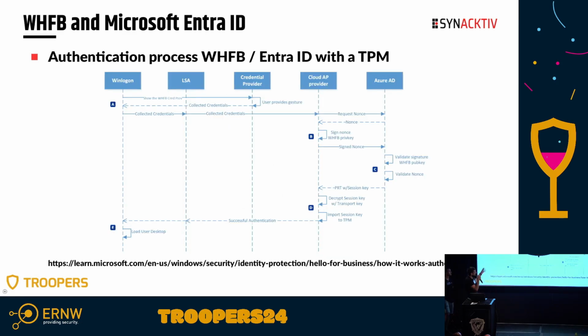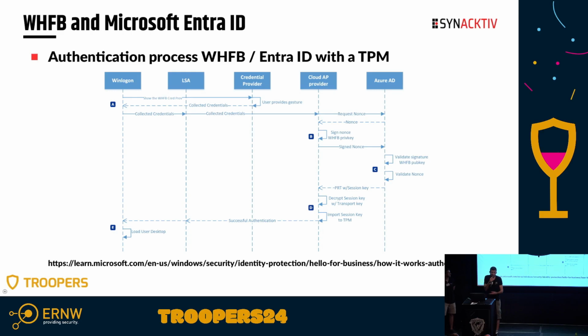So just to remember, how does it work when you authenticate with Windows Hello for Business and you have access online? WinLogon just asks you for the credentials, so you're using your PIN, your face, everything. You send it to the Cloud API provider, and the Cloud API provider requests a nonce from Entra ID, and this nonce is signed with the private key used by Windows Hello for Business. Once you sign the nonce, you send it back to Entra ID.